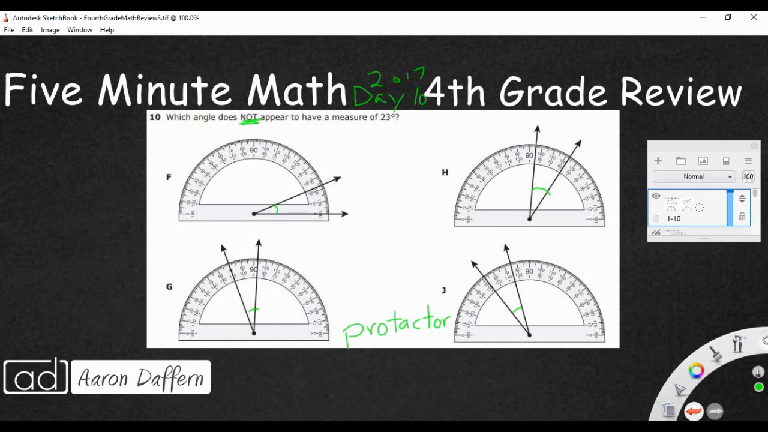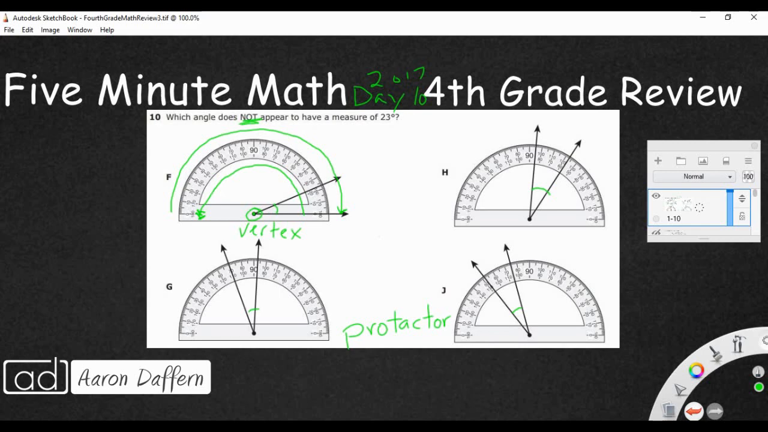So how do we read the protractors? Because as you notice, we've got two sets of numbers. We've got numbers going from 0 to 180 on the outside, but then on the inside, it goes from 0 to 180. So that could be kind of confusing. The reason is you always want to put your vertex, that's where the two lines or the two rays meet, in the exact center. So sometimes the angle opens off to the right, like it does in F. Sometimes it opens up more to the left, like it does in G or J.